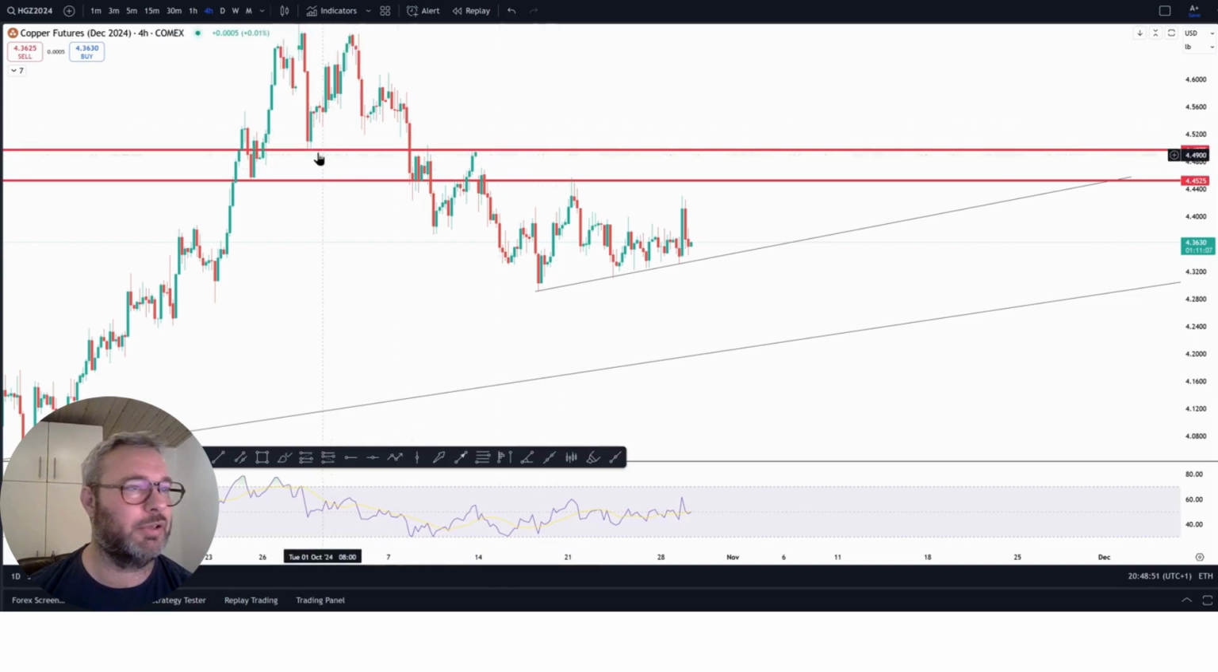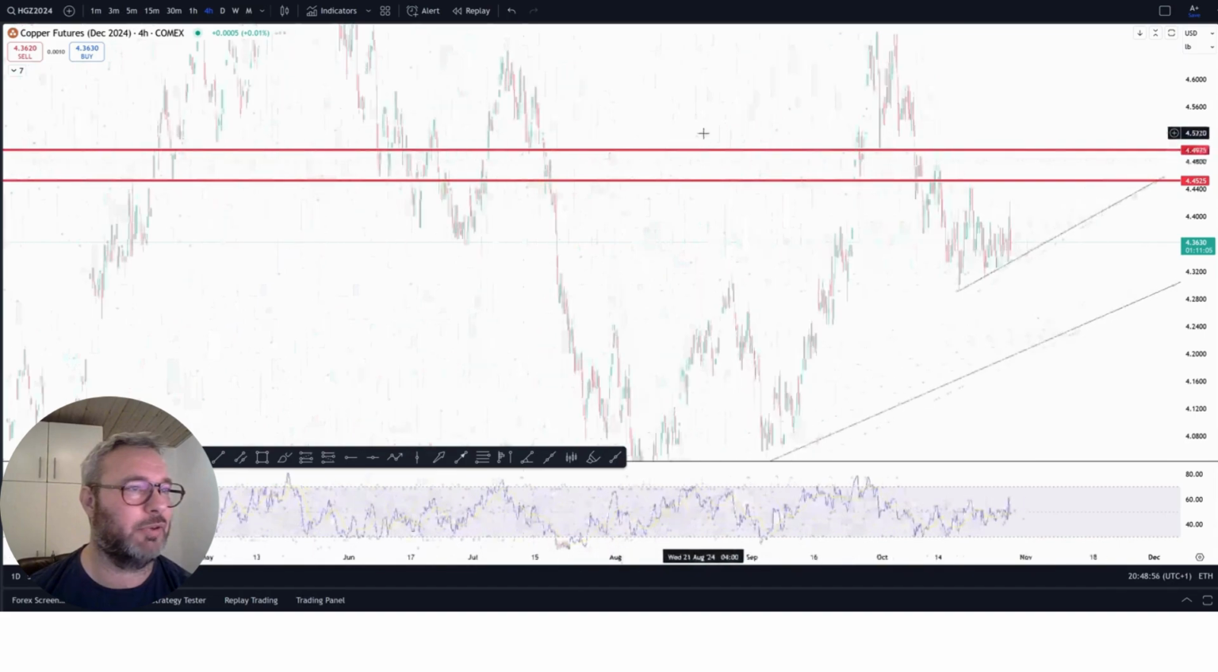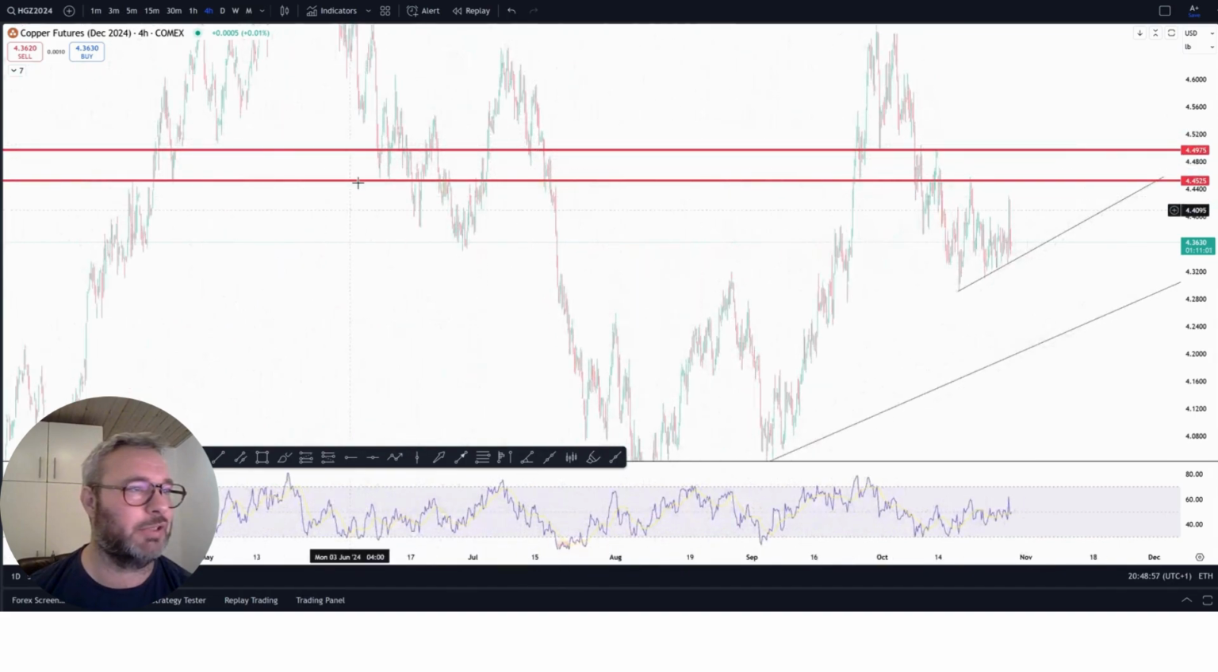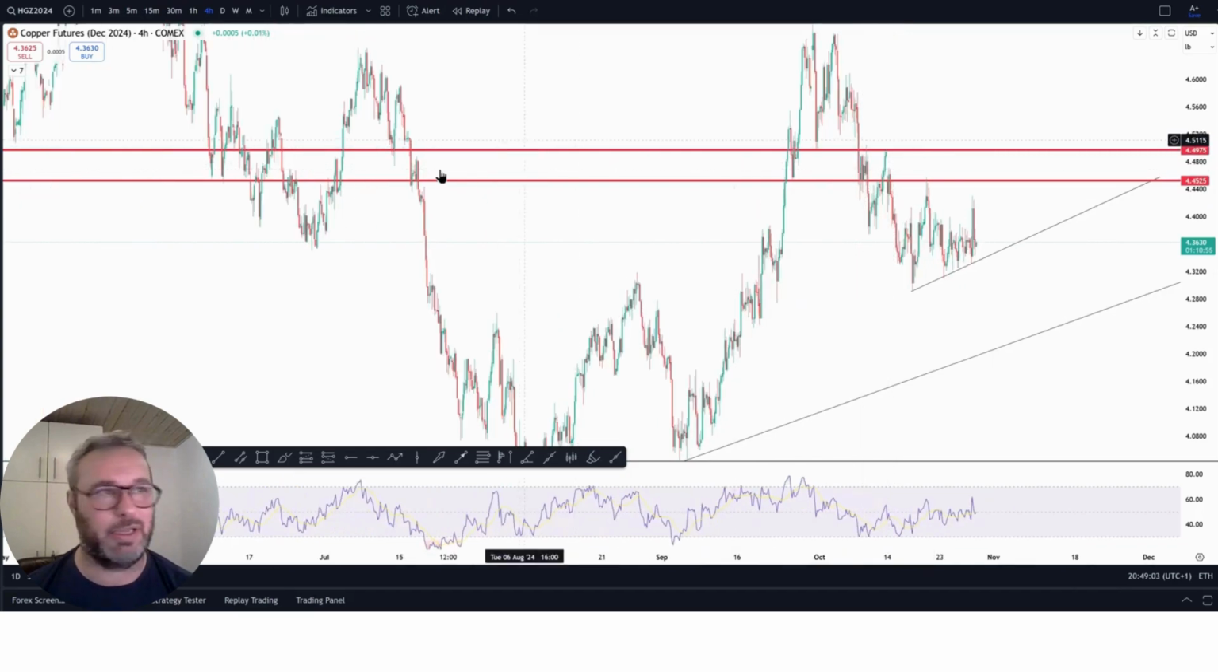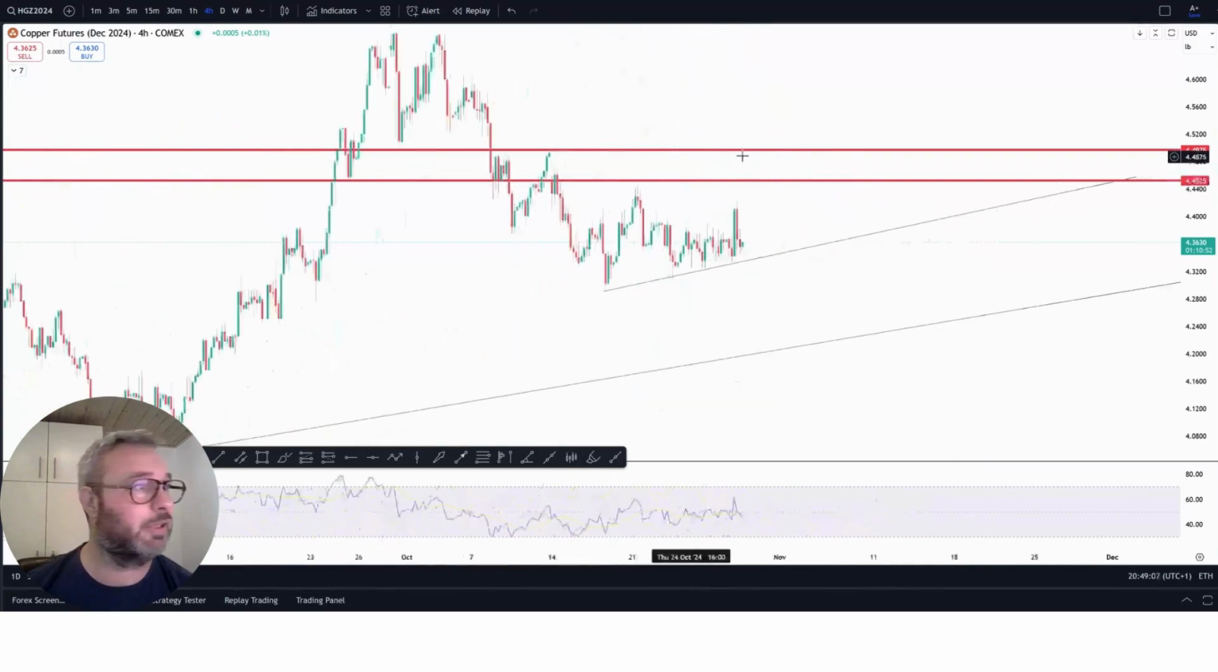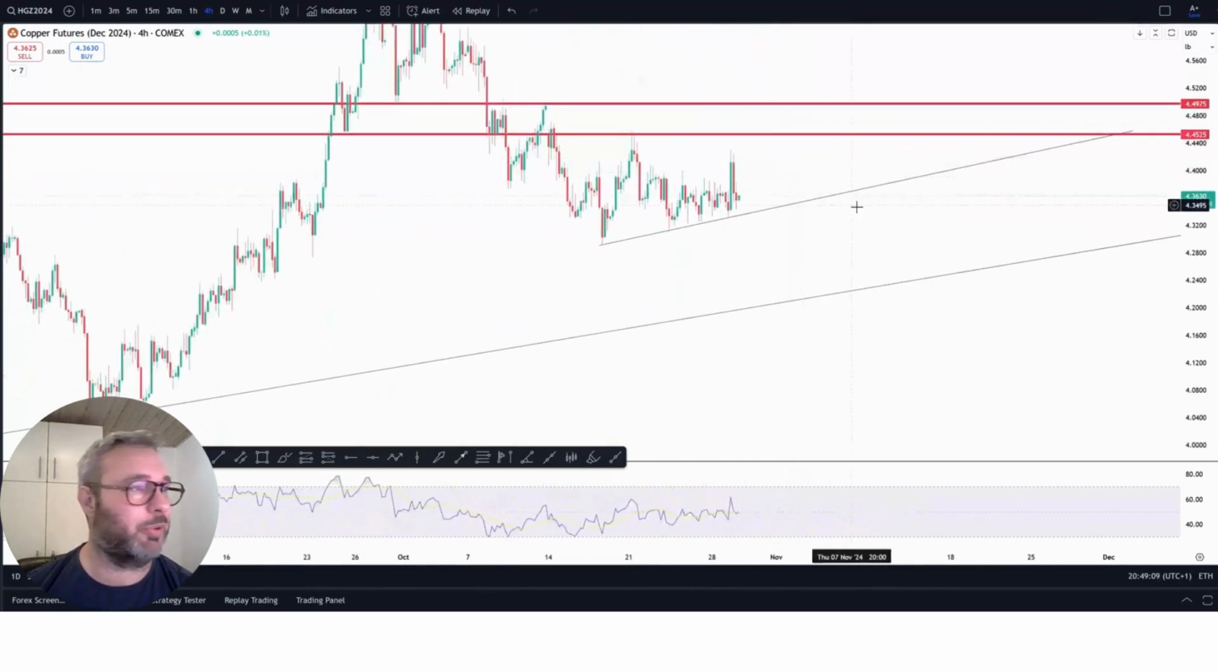You can see here, good rejection here, rejection here, rejection here. And if we go here, see rejection here, rejection here, rejection here, rejection here. When I draw this trend line, I just look for where price previously has rejected from. It normally works pretty well.